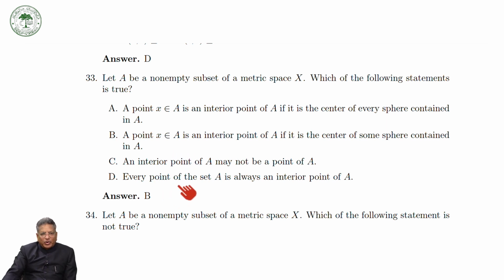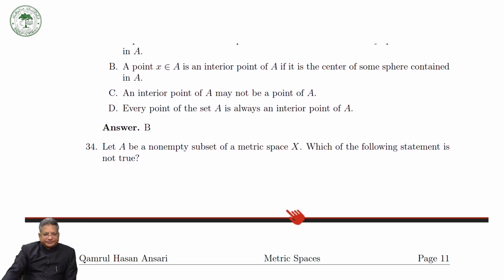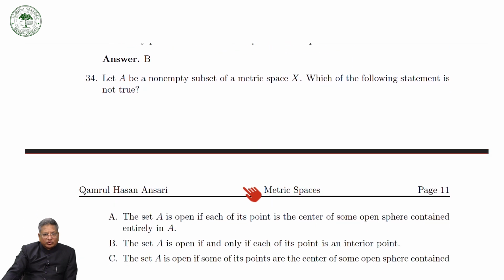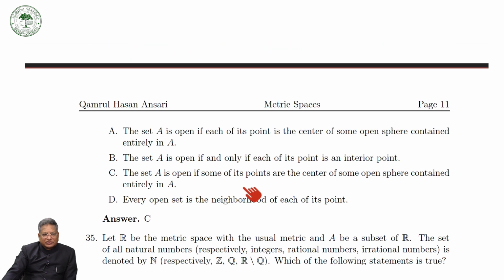Every point of the set A is always an interior point of A. No. An interior point of A may not be a point of A. No, an interior point must be a point of A. Now, let A be a non-empty subset of a metric space. Which of the following statements is not true? Now you see here, which of the statements is not true.